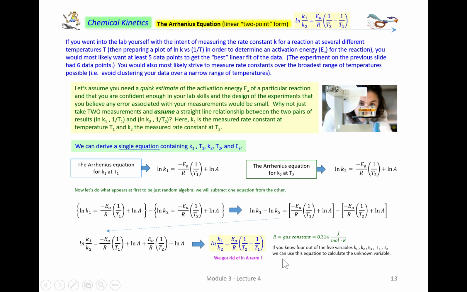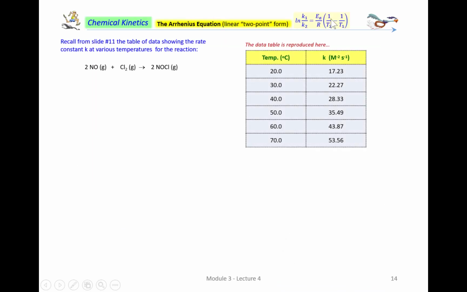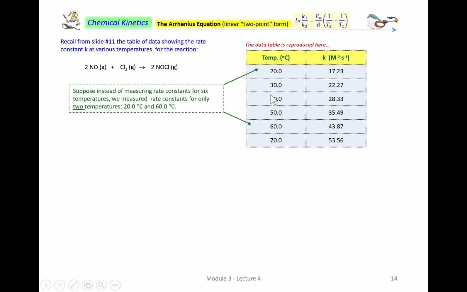What we're going to do is give you information, since we already have it, for 2 of the rate constants and 2 of the temperatures. We're going to calculate an activation energy, again with just 2 data points. So here's the data table that we used before, and what we're going to do is, instead of graphing it, we're just going to pick 2 points and try to use this form of the Arrhenius equation to calculate an activation energy.